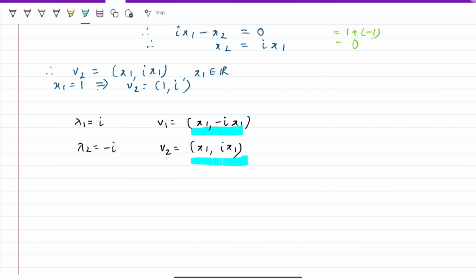Complex eigenvalues and eigenvectors might seem a bit daunting at first, but they are just another tool in our linear algebra toolbox. Remember that the process is the same as with real eigenvalues. The only difference is that we are dealing with complex numbers.